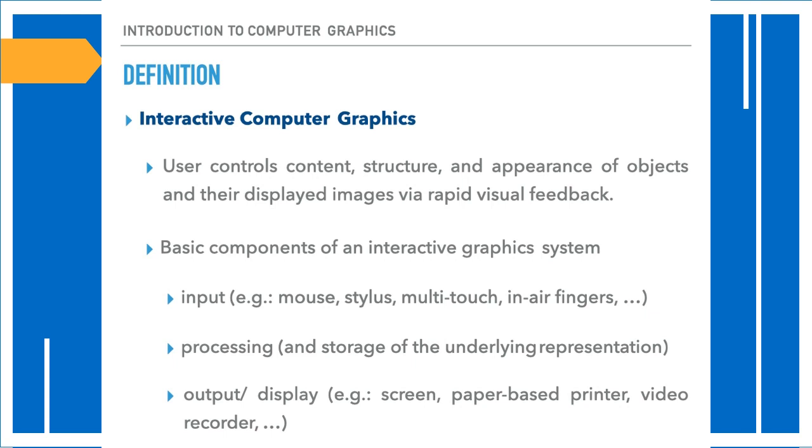Examples of input are your mouse, your stylus, multi-touch, and in-air fingers, etc. The processing, for example, is the storage of the underlying representation, while the output or the display is the screen that you see every day, the paper-based printer, and the video recorder.